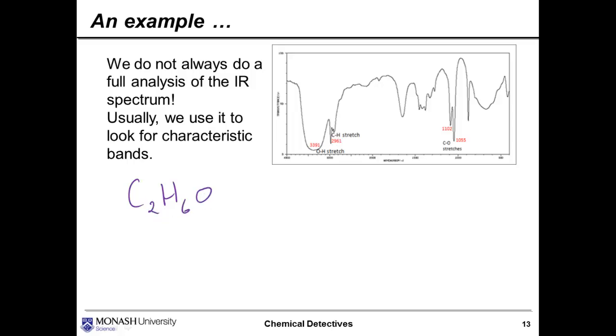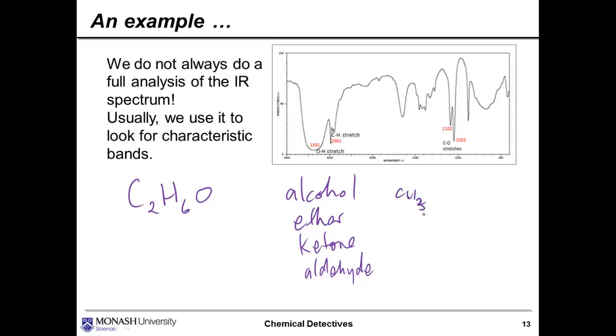C2H6O. Now you guys should be able to look at that molecular formula and think to yourself, okay, it's got one oxygen, so you know it might be an alcohol. It could be an ether. I don't know. Maybe it's a ketone or an aldehyde. So, you know, I'm thinking it could be something like ethanol, or maybe it's an ester. Maybe it's a molecule like this.